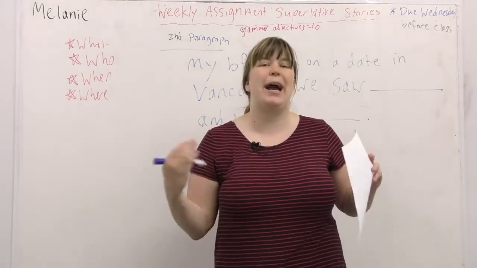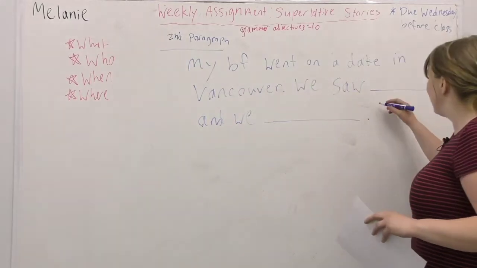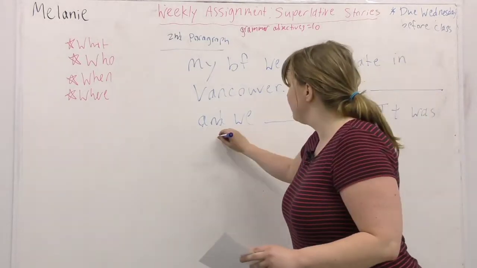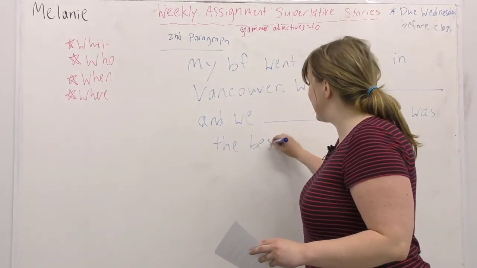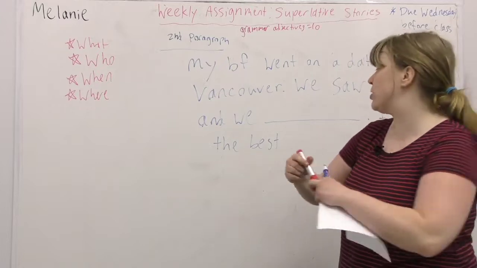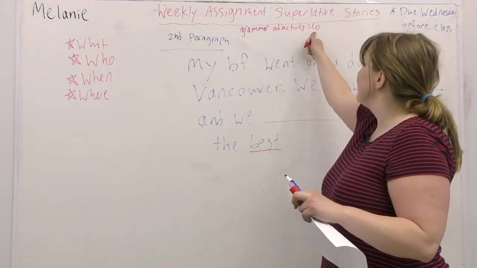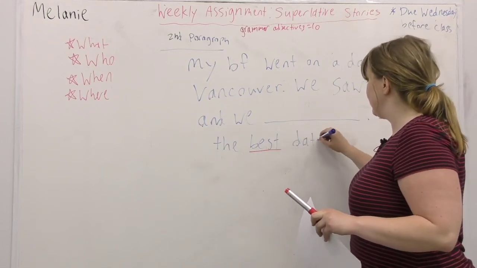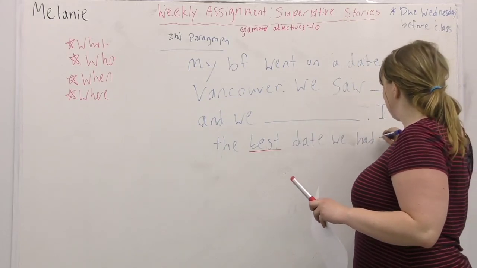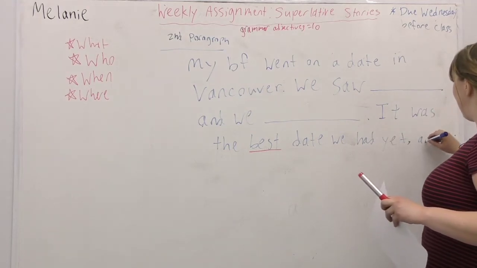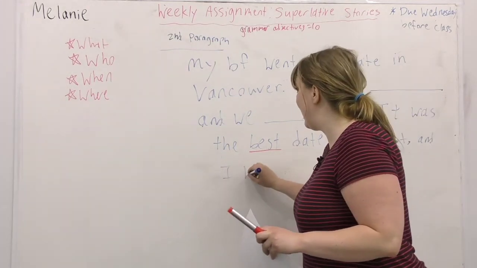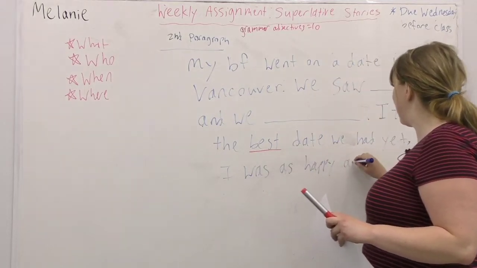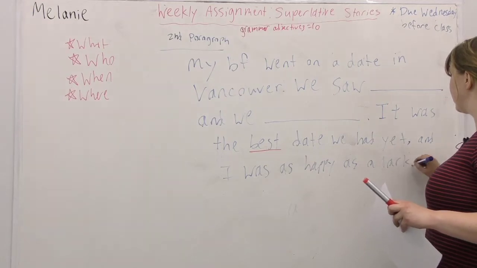We went out for dinner. We had a picnic in the park. All right, pay attention here. It was the best. All right, so here I used a superlative. Another grammar. It was the best date we had yet, and I was as happy as a lark.